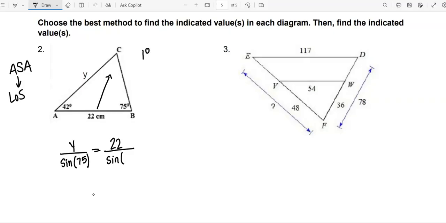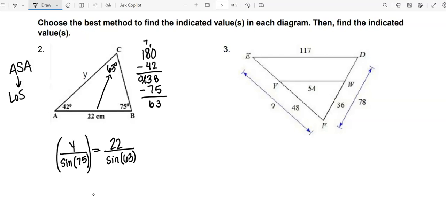There is a way that I could find that angle. I could say, okay, 180 minus 42, that's 138, minus 75, that's 63. So this one's 63. You could also use your calculator if you wanted to. So 63 degrees. Make sure I got that right. I hope I did.